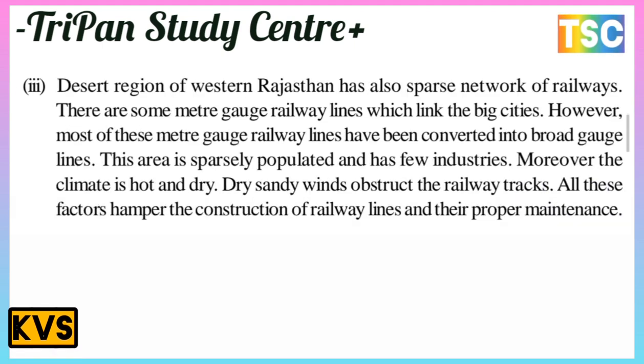The third point here: the desert region of western Rajasthan also has a sparse network of railways. There are some metre gauge railway lines which are linked to big cities. However, most of these metre gauge lines have been converted into broad gauge lines. This area is thinly populated and has few industries. Moreover, the climate is hot and dry, and sandy winds obstruct the railway track. All these factors hamper the construction of railway lines and their proper maintenance here.